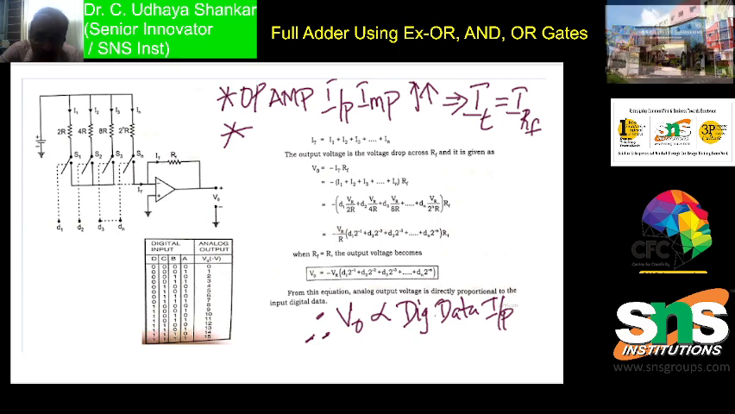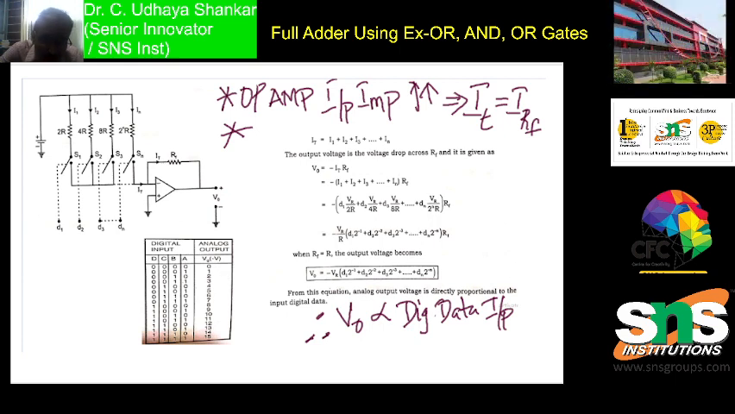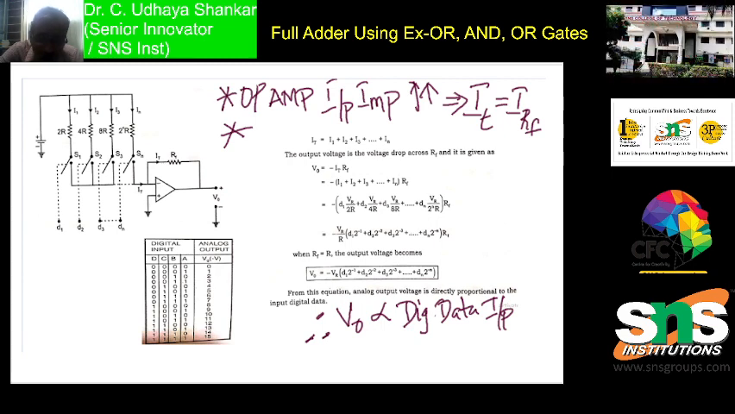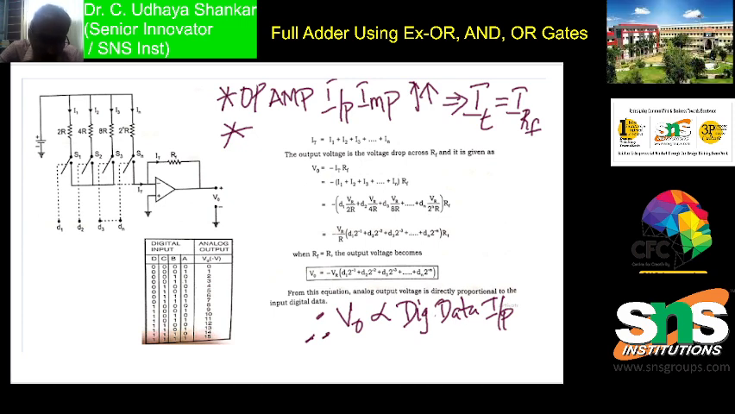So this is how the digital to analog converter is working. There are many types, and here we have discussed the binary weighted digital to analog converter.